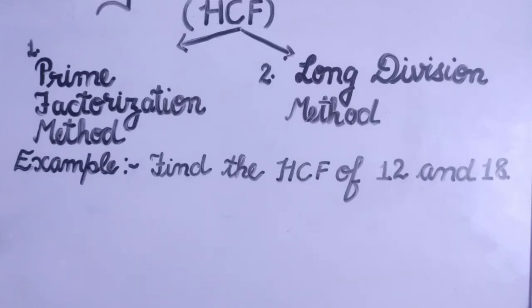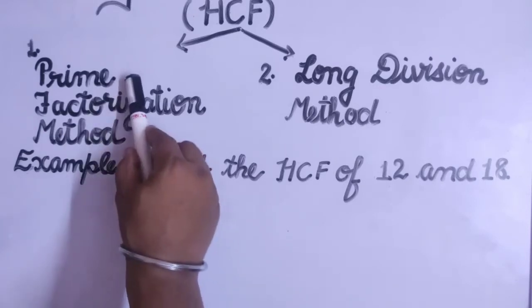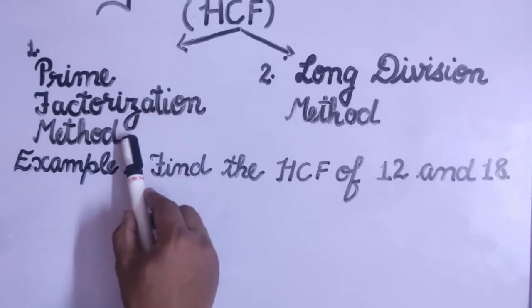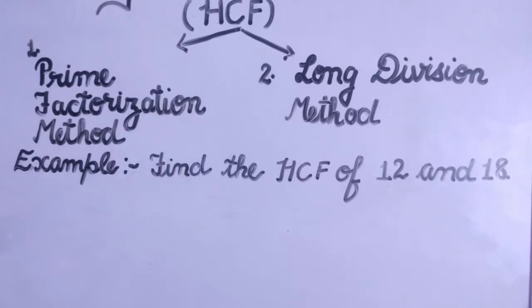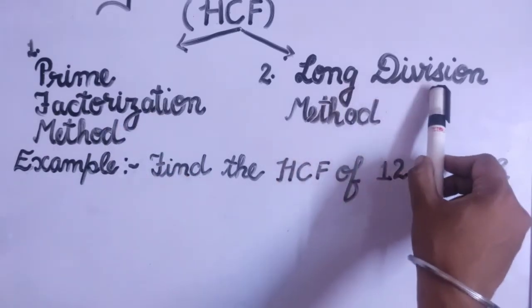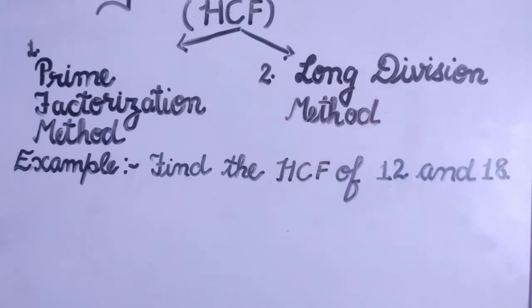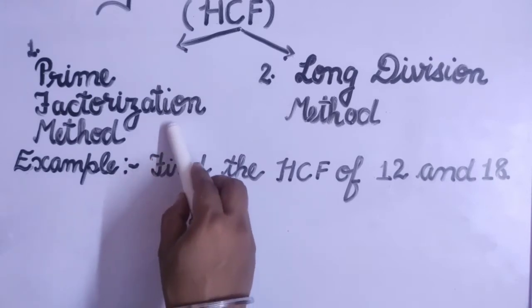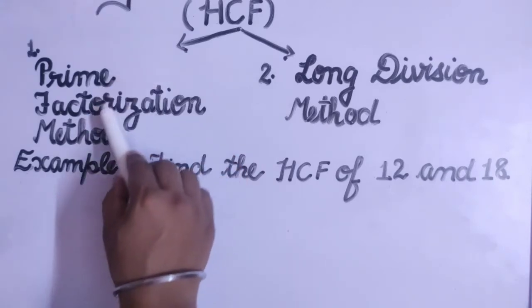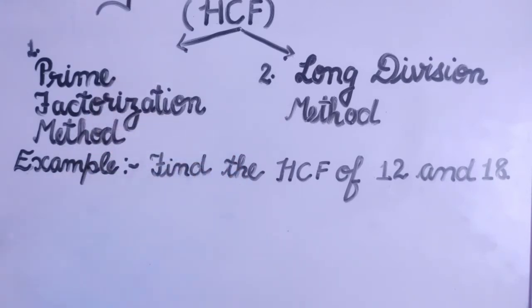Now students, we will study the methods of finding out the highest common factor or the largest common factor. So there are total two methods. First method is prime factorization method and the second method is long division method. So first of all students, we will discuss about the first method, that is prime factorization method.